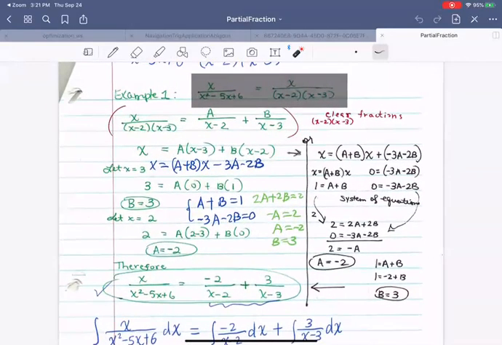Write down this on your notes. Minus 5x plus 6, okay? You want to change this guy to somebody plus somebody, okay? You want to change your denominator to two parts, okay? One is a over x minus 2, one is b over x minus 3, okay? Let's do this question together.